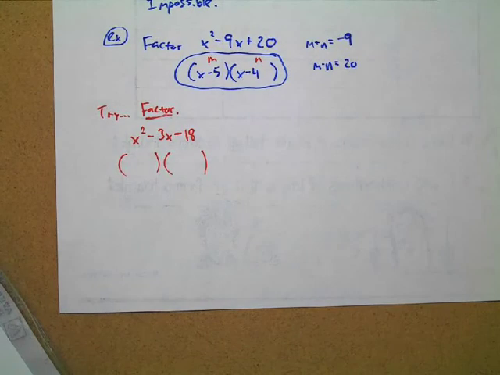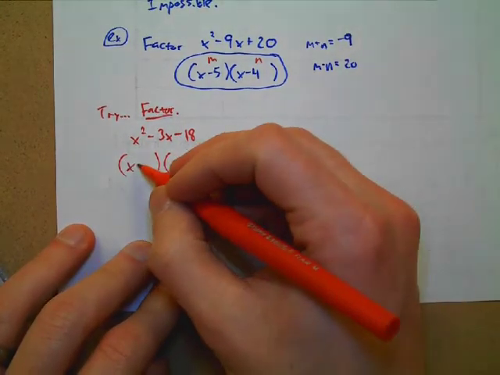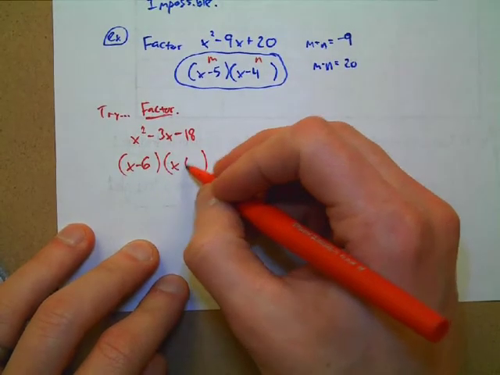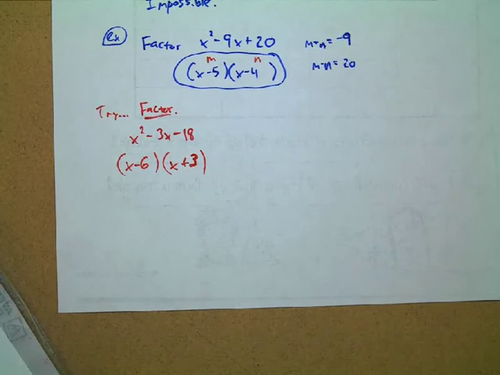All right, Allie, you got an answer for us? Yes, I do. What is it, please? -6 and +3. Okay, so the final answer would be then x minus 6, x plus 3 is what you're saying? Yeah. Okay.